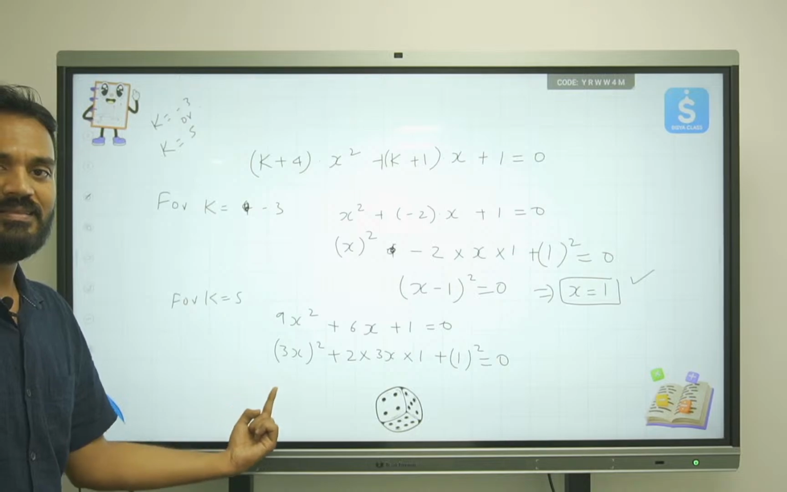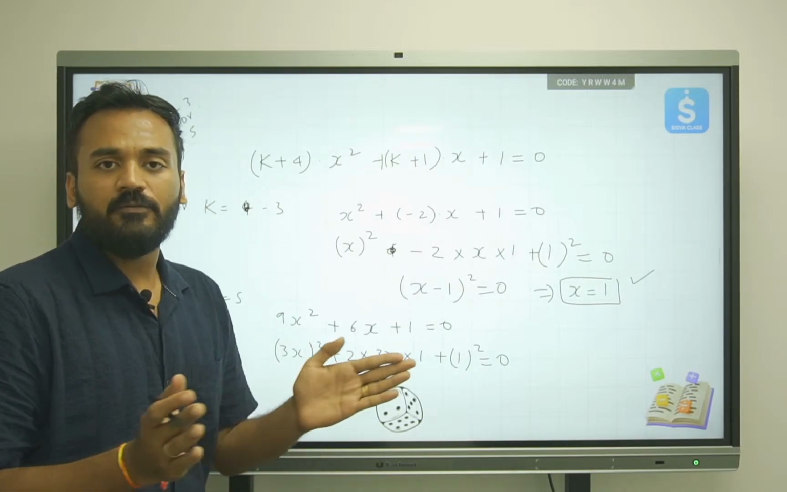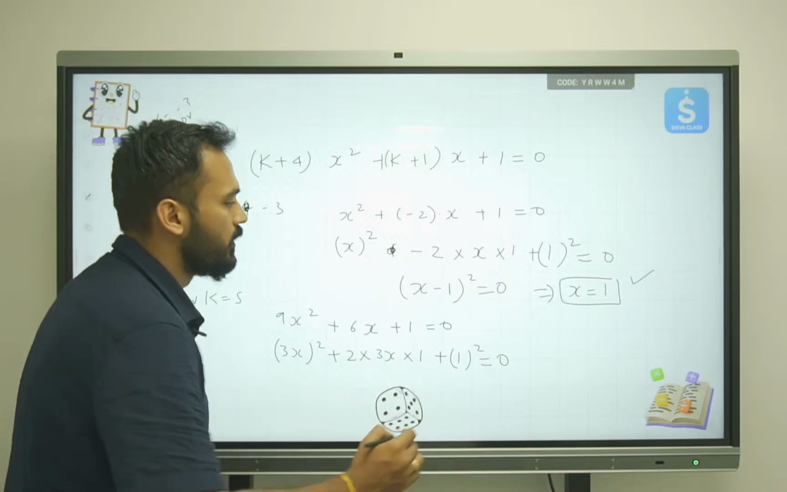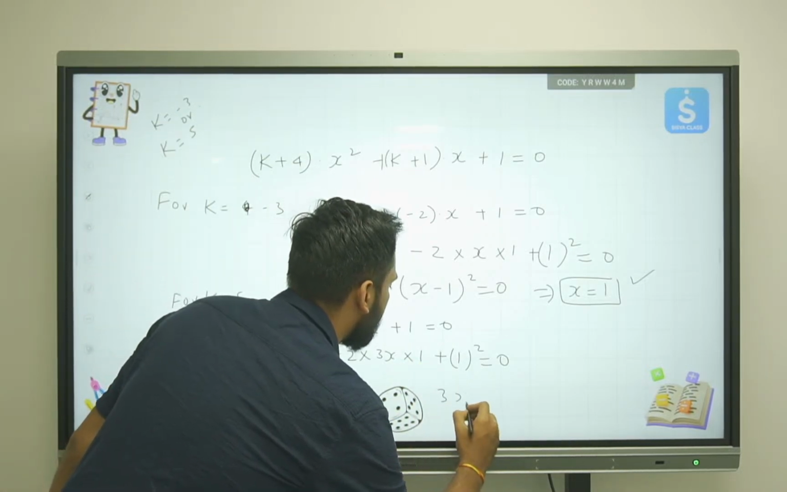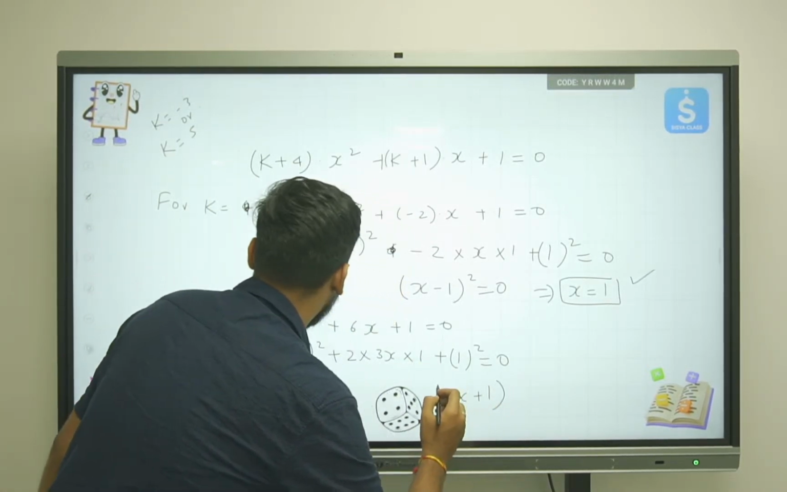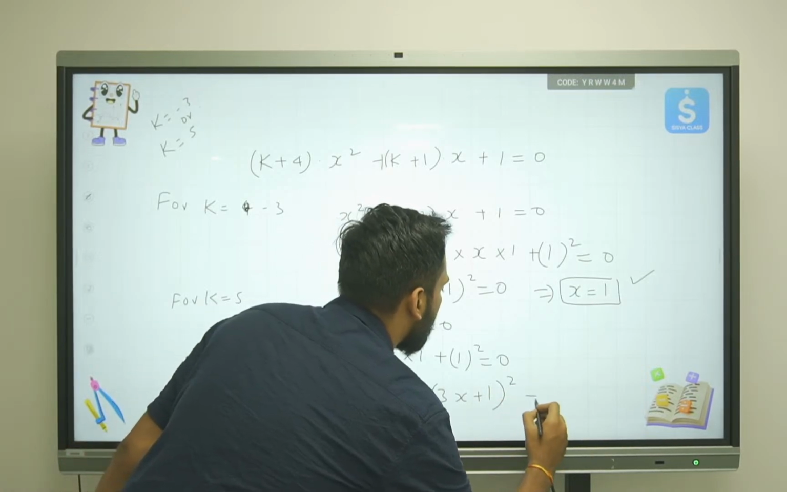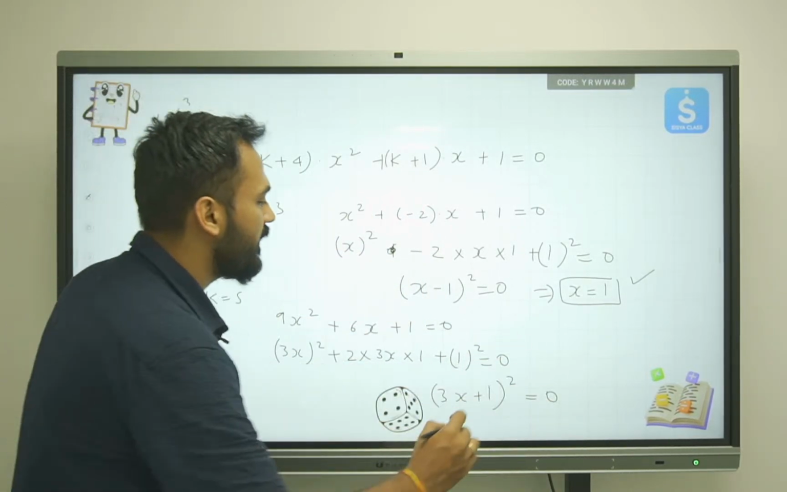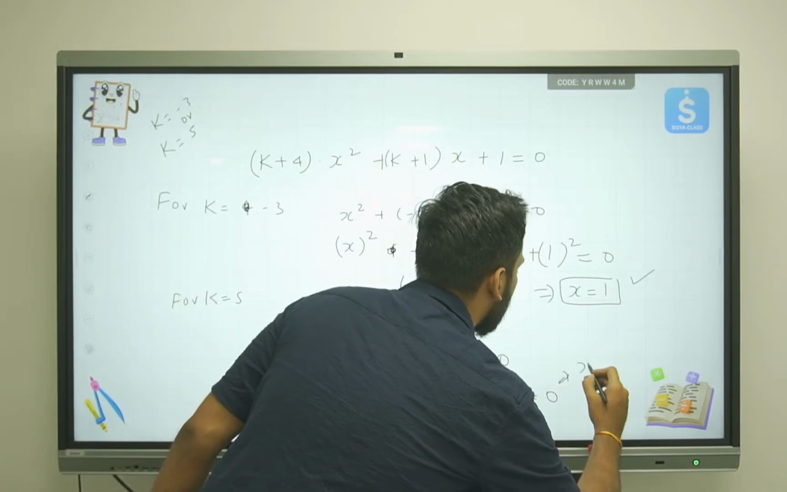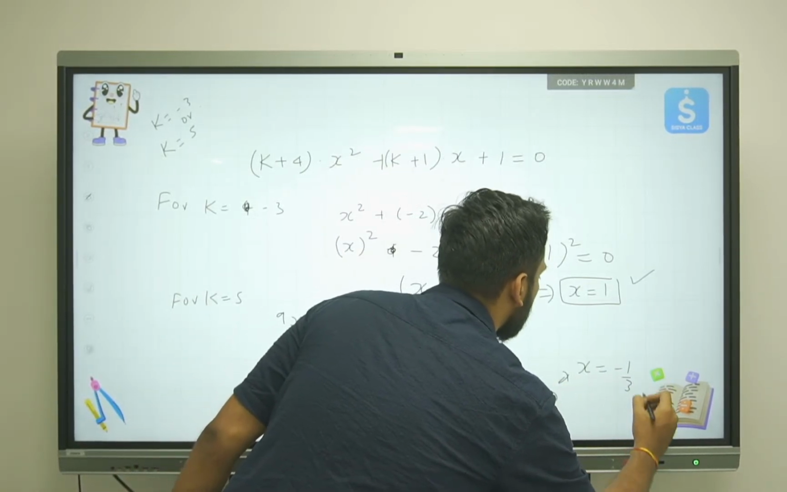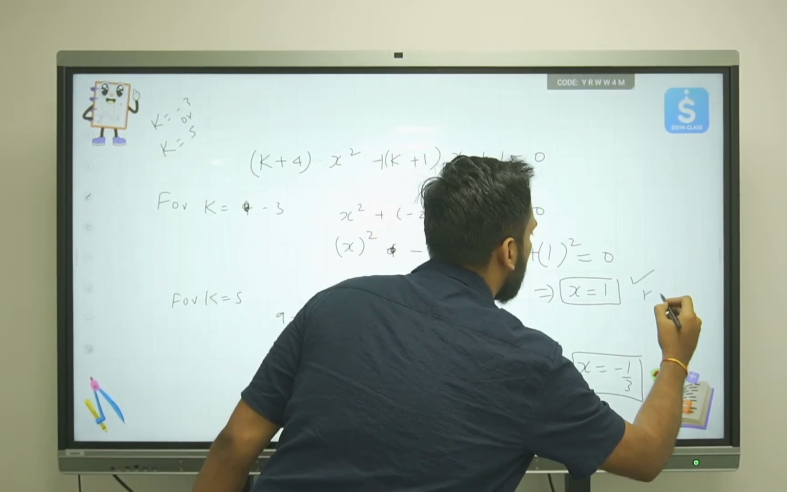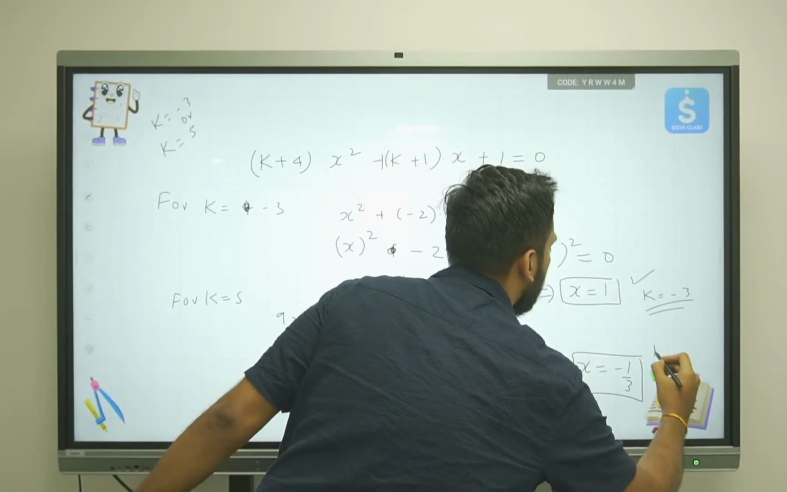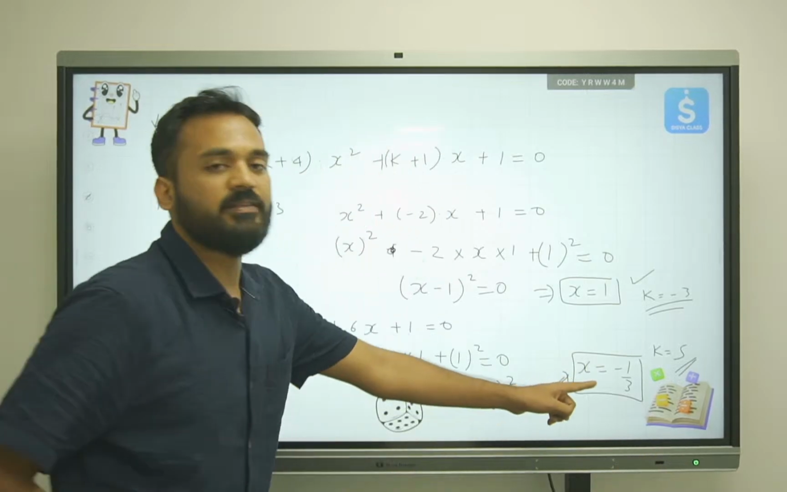Now if you see, this is again the expanded form of a plus b the whole square, where a is 3x and b is 1. So when I compress, this will become 3x plus 1 the whole square is equals to 0, which will give me x is equal to minus 1 by 3. So the equal roots are, for k equals to minus 3, it is 1. For k equals to 5, it is x equals to minus 1 by 3.